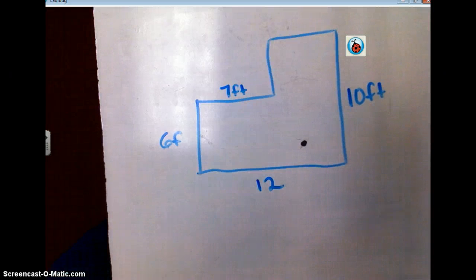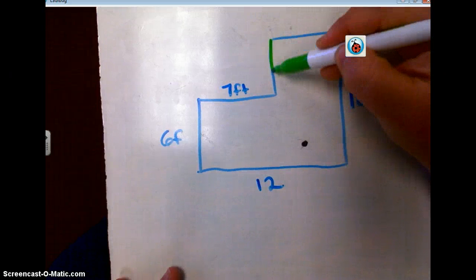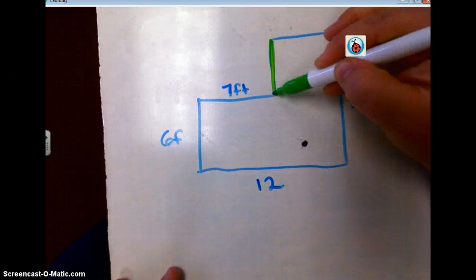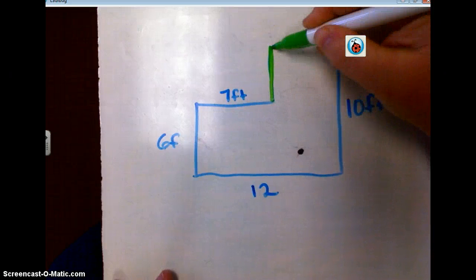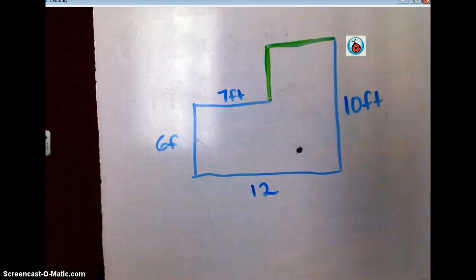Okay, just by looking at this shape, there are some things you should be able to tell me. Okay, I'll use a different color here. If I look at this shape, for this side right here, I don't have a measurement. And for this top part right here, I don't have a measurement. Is there a way to figure that out? Okay, yes, there is.